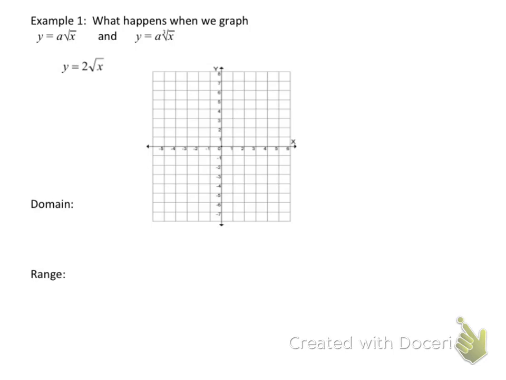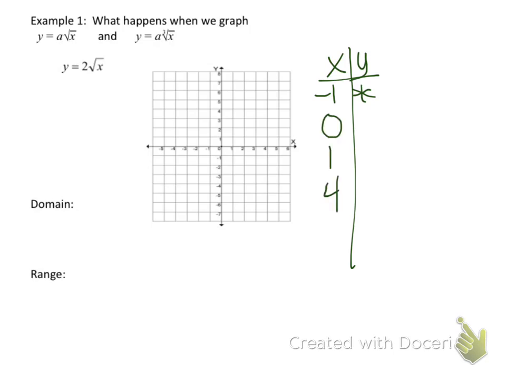So again, I can make a t-chart. And again, I have just the square root of x, so I can't pick any negative numbers. But I'm going to still pick those perfect squares. So the square root of 0 is 0, and then times 2 gives us 0. The square root of 1 is 1, but multiplied by 2 gives us 2. And the square root of 4 is 2, times 2 gives us 4.